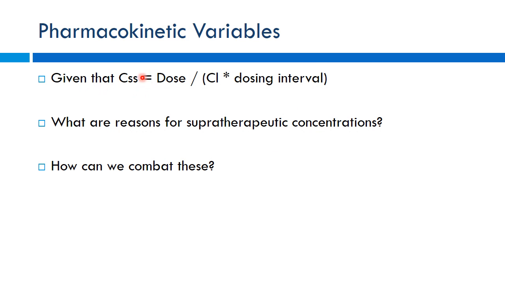Okay. So looking at this, given that our CSS is equal to the dose divided by the clearance times the dosing interval, what do you think are some reasons that a patient could have a supratherapeutic, or too high, concentration? What can happen? What could get our CSS too high?